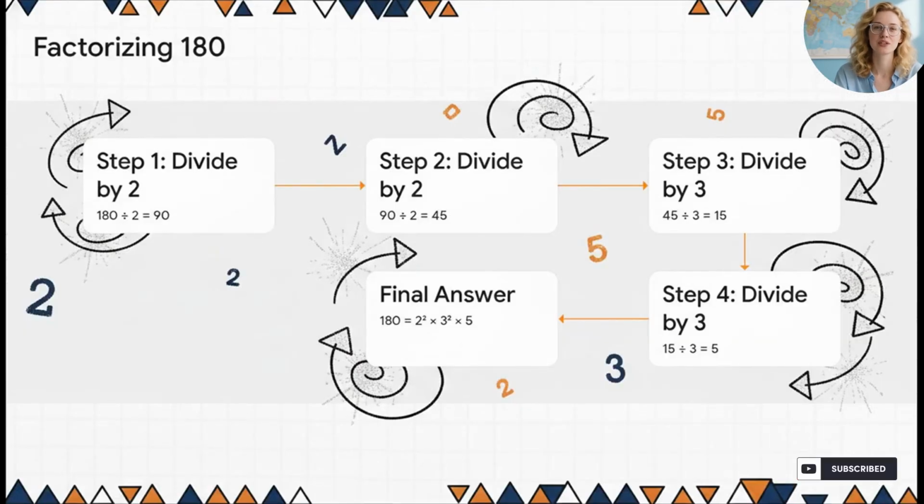So, how do you actually do it? It's pretty systematic. You just start dividing by the smallest prime numbers you can. Take 180, for instance. We start with 2. Divide by 2, you get 90. Do it again, you get 45. Now you can't use 2 anymore, so what's next? 3. You just keep going until all you're left with is a prime number. And boom, you've got your answer: 2 squared times 3 squared times 5.